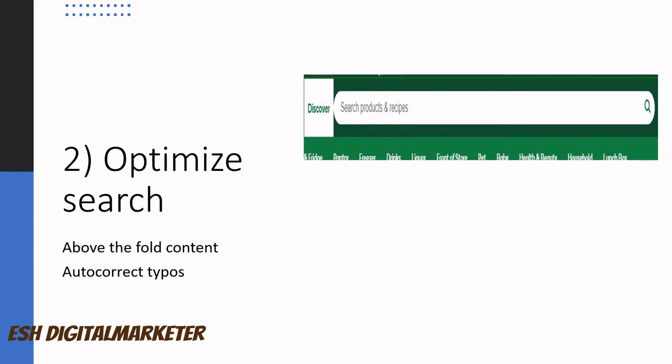And the next thing is you want to implement autocorrect for typos. As the user is using a very small screen to access the products on your website, if they type anything wrong, it needs to be autocorrected. By using autocorrect for typos, you are helping the user find the product more easily.